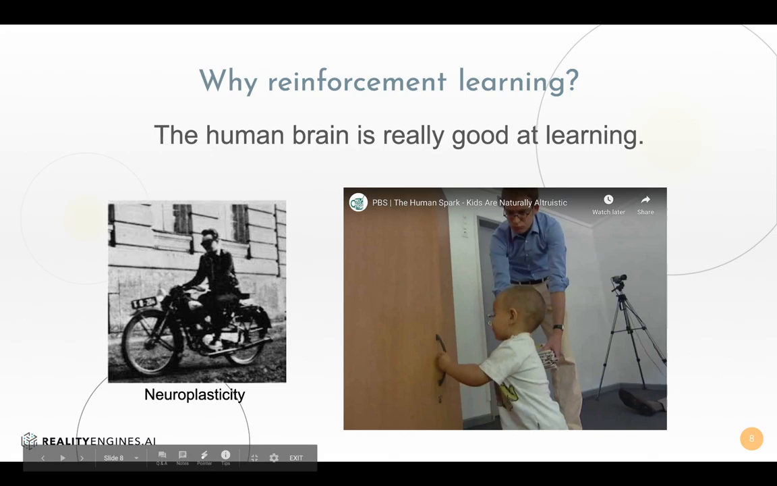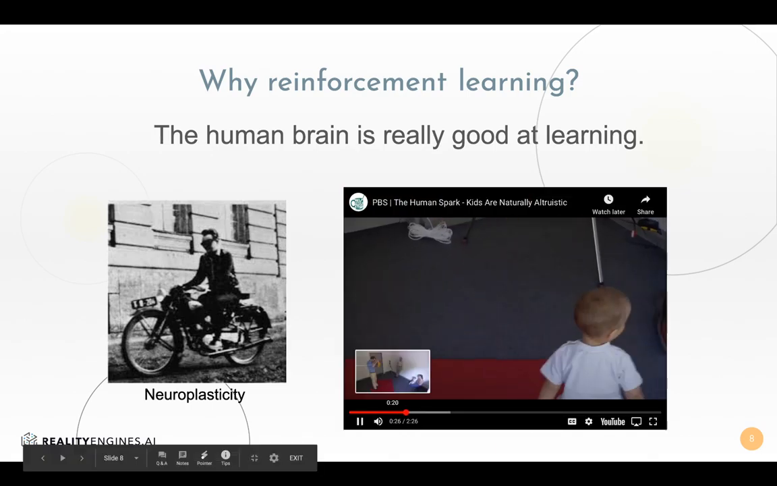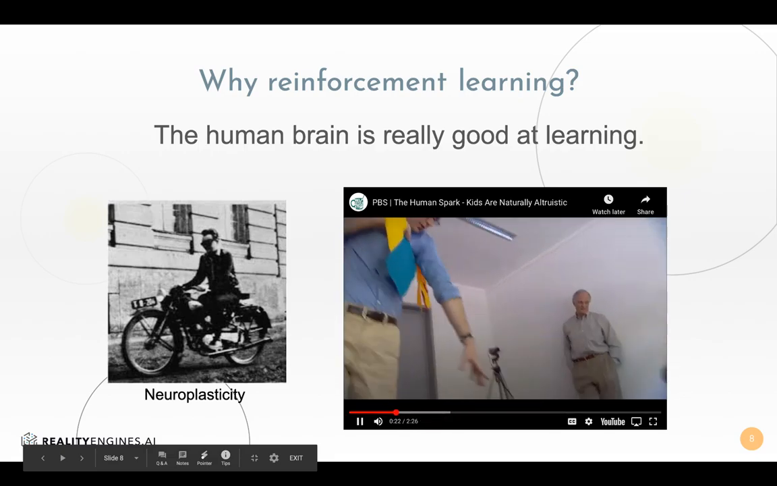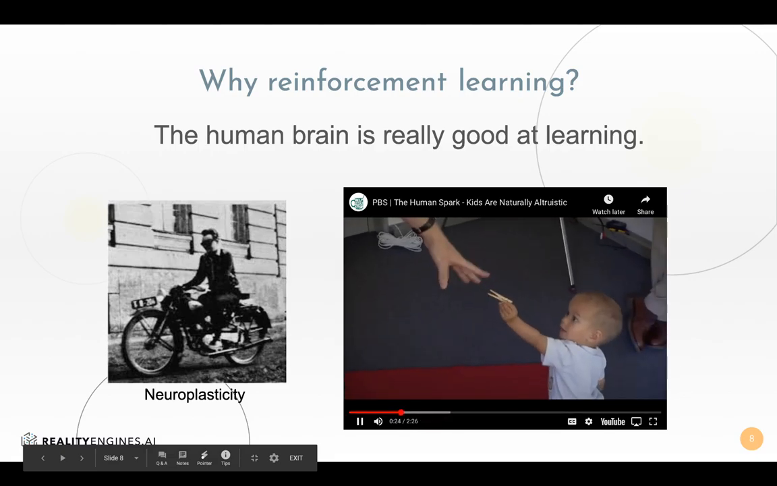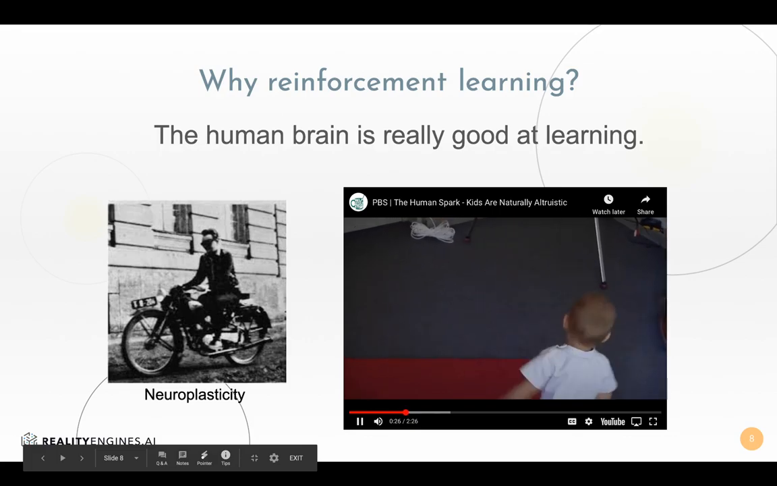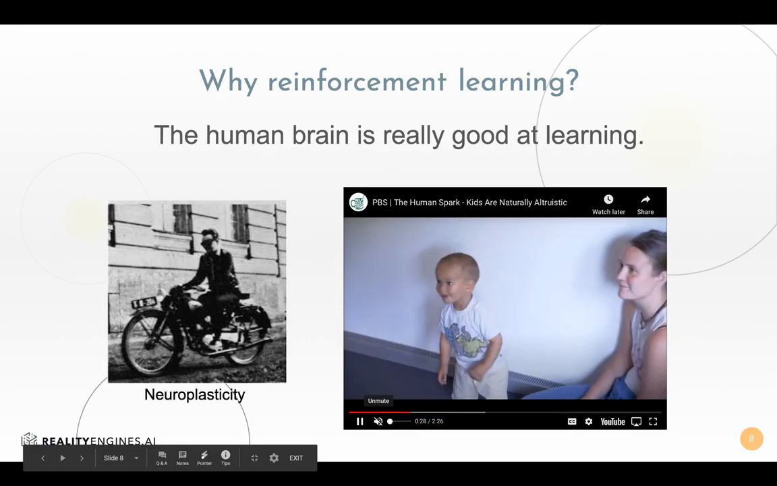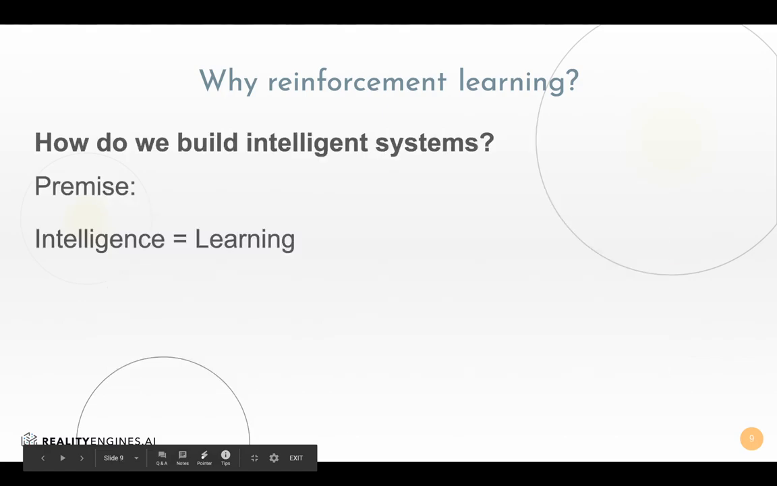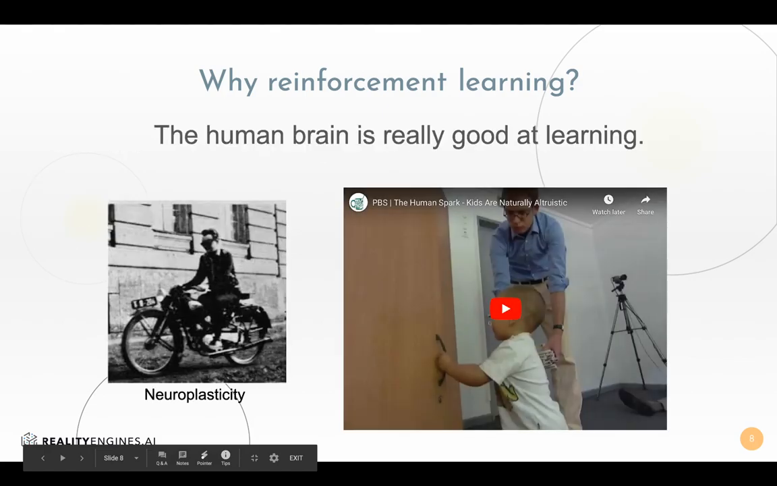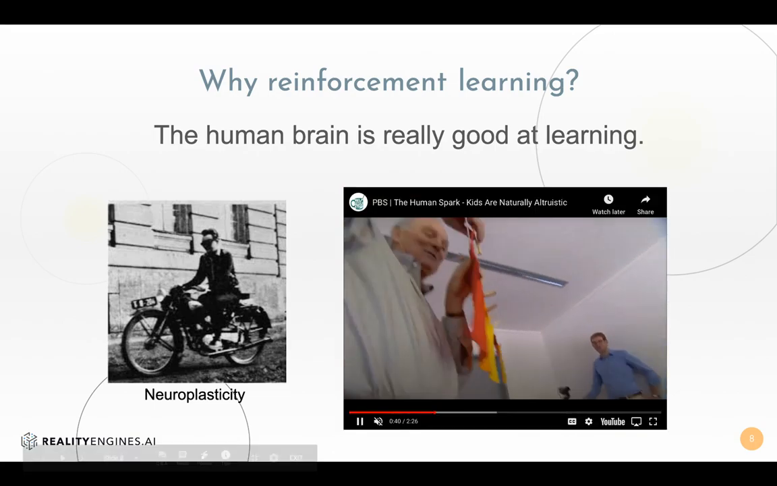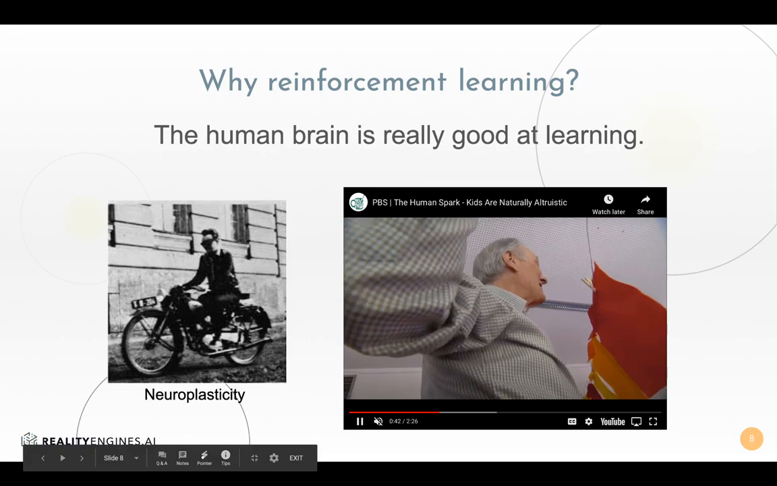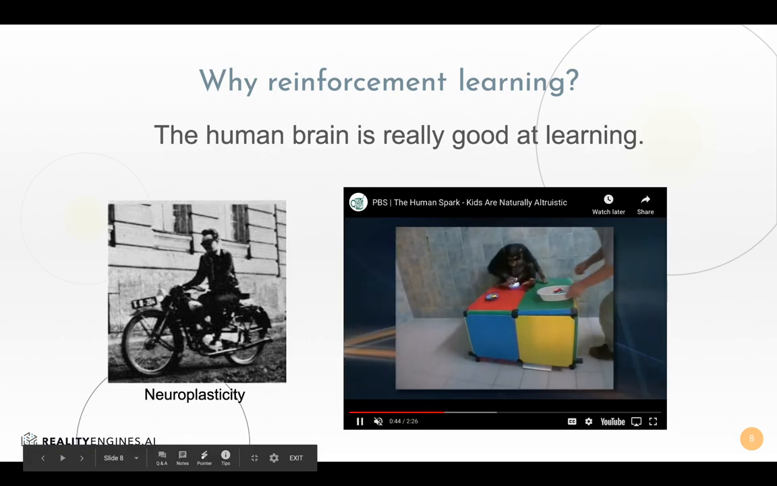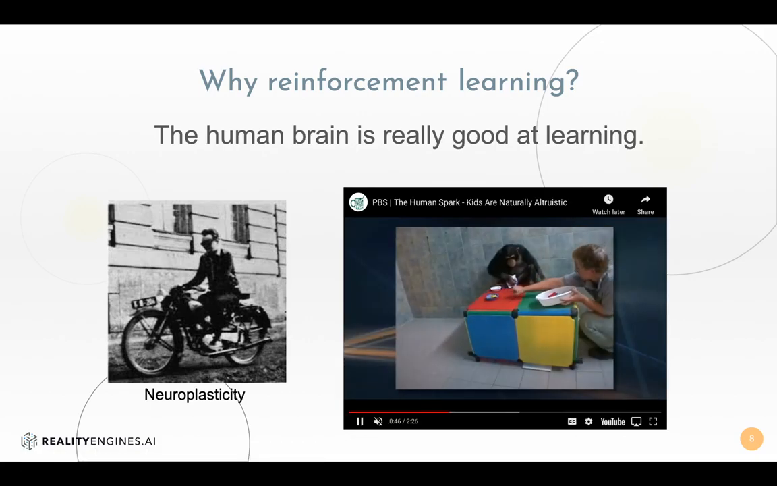Human children are actually really good at learning. I don't know if you can hear the sound, but this is an example of little kids learning not only from copying other people, but they can actually help adjust. They can help the adult achieve his task. They learn so well that they can help the adult achieve his task when he fails to do so. Chimpanzees are also pretty similar to humans. They're really good at learning.